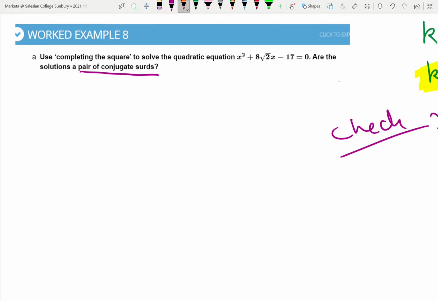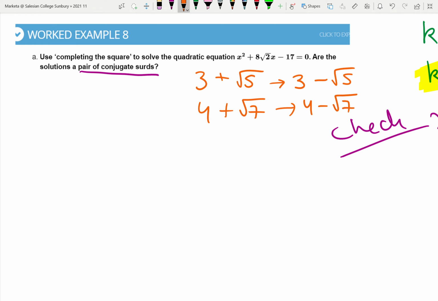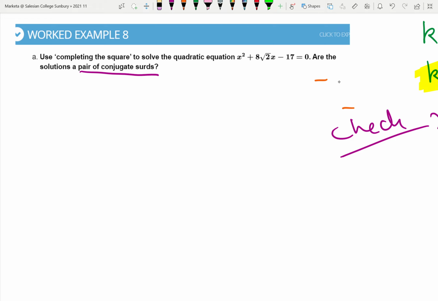So let's say a pair of conjugate surds, well that might be 3 plus root 5 and 3 minus root 5. These are conjugate surds. 4 plus root 7 and 4 minus root 7 are a pair of conjugate surds. So it's like if you can write it 4 plus or minus root 3, that's a pair of conjugate surds. So look, I'll rub that out and we'll deal with the conjugate part of it afterwards.